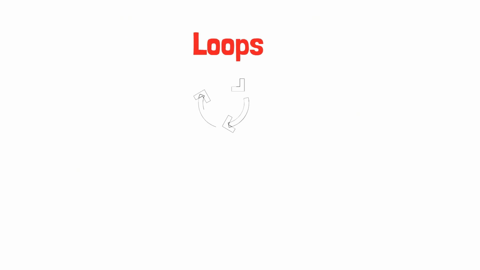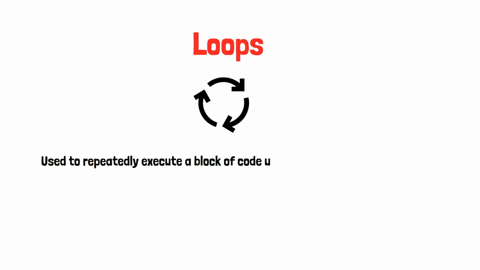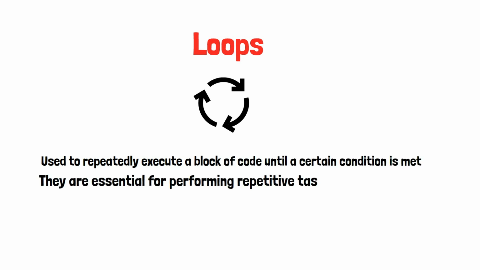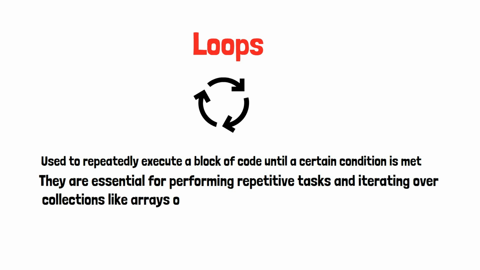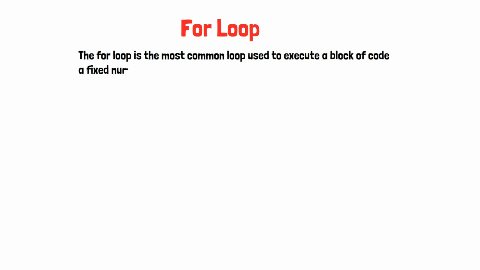Loops in JavaScript are used to repeatedly execute a block of code until a certain condition is met. They are essential for performing repetitive tasks and iterating over collections like arrays or objects. JavaScript provides several types of loops. For loop. The for loop is the most common loop used to execute a block of code a fixed number of times. Syntax.